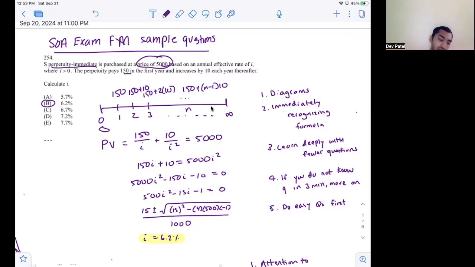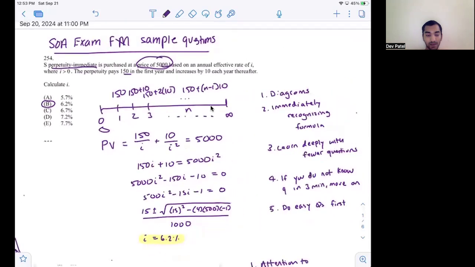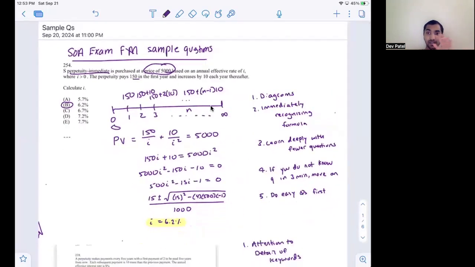We already know the formula for the present value: the first payment over I plus the common difference over I squared. So we can just plug that in: 150 over I plus 10 over I squared equals 5,000, and solve for I. This is a pretty simple problem, but one thing you can learn from it is to draw the time diagram, see where the payments are being paid, and immediately recognize that this is an arithmetic progression perpetuity, and just remember that formula.